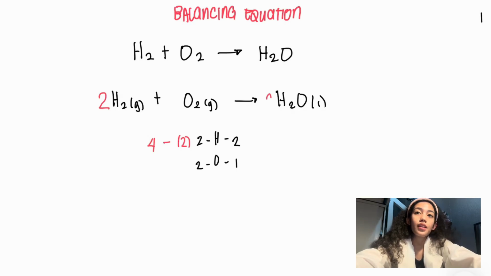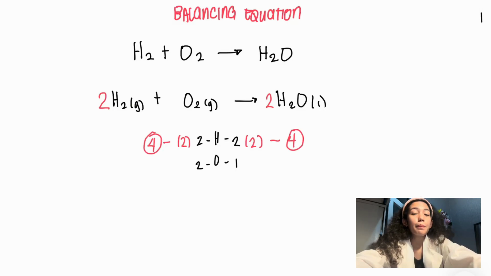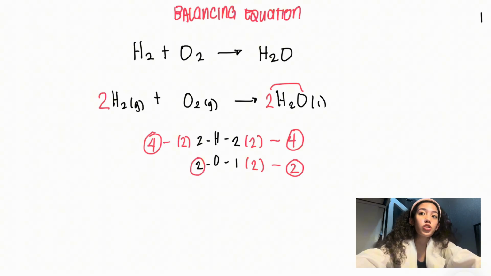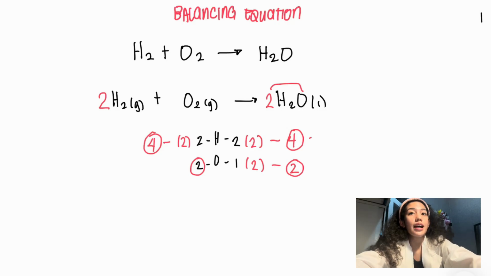As you observe, when we multiply the coefficient 2 to the subscript 2 of the hydrogen in the products, we will also have 4 atoms of hydrogen. And of course, since the product is the substance produced by the reactants, we will also multiply the coefficient 2 in the oxygen. So now we have 2 atoms of oxygen. As you observe, this equation is already balanced because for the reactants we have 4 atoms of hydrogen and 2 atoms of oxygen, whereas the product also has 4 atoms of hydrogen and 2 atoms of oxygen. So there you have it, it's already balanced.